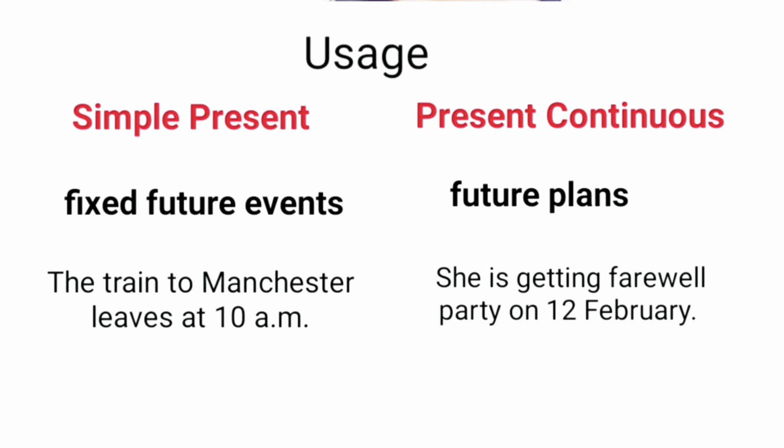Both of these tenses are used differently for the future. For example, simple present tense is used for fixed future events, like "The train to Manchester leaves at 10 a.m." Here, there is a fixed time for the train to leave. In present continuous tense, there are future plans. For example, "She is getting a farewell party on 12 February."